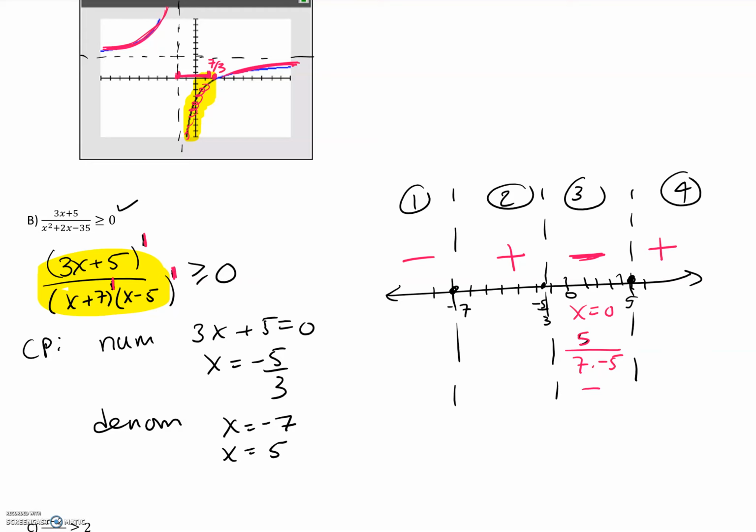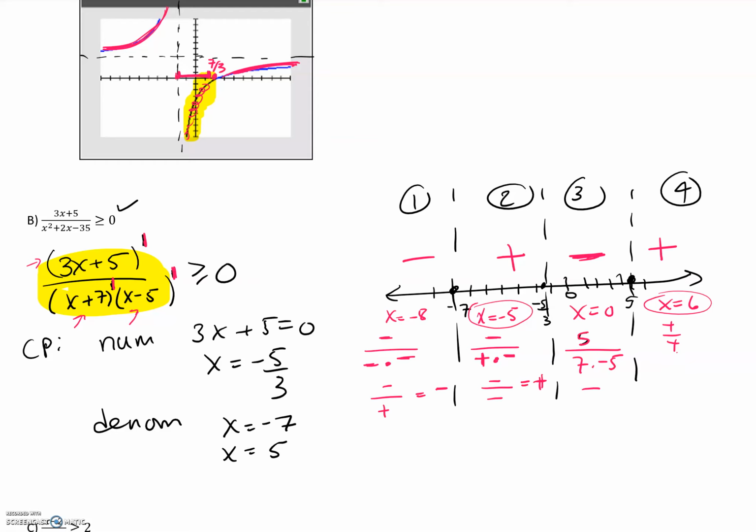But if you want to double check, you can always plug in some points. For example, I picked 6 and I got positive over positive. I picked negative 5 and I got these kind of signs when I put them in the factored version. And that gave me negative over negative, which is positive. And when I put negative 8, I got negative in all the 3 factors. And that's a negative over a positive, which is negative.